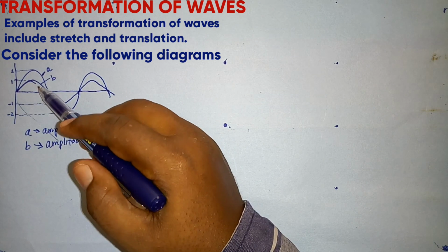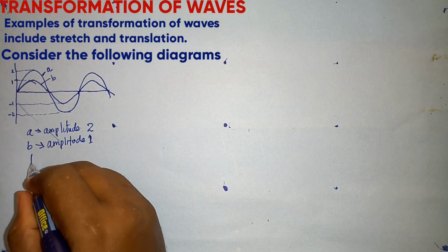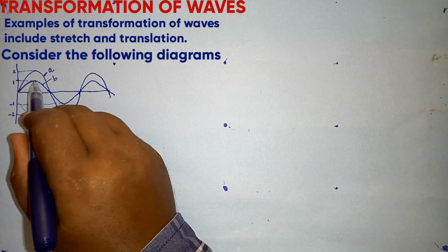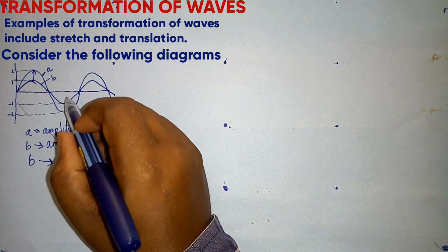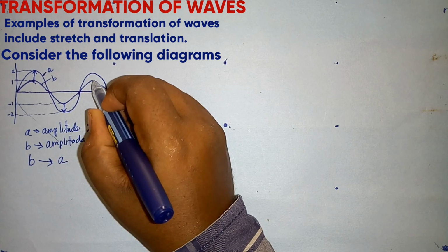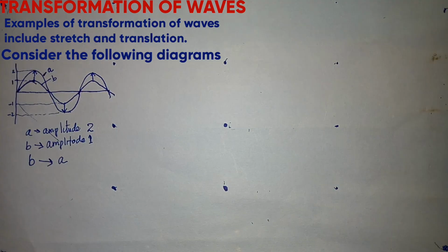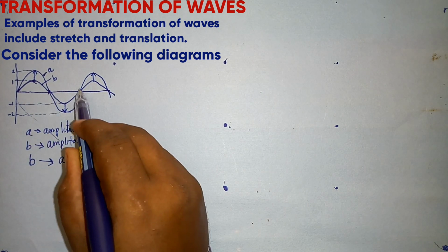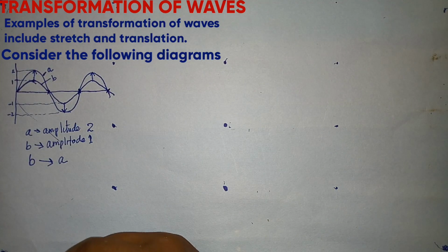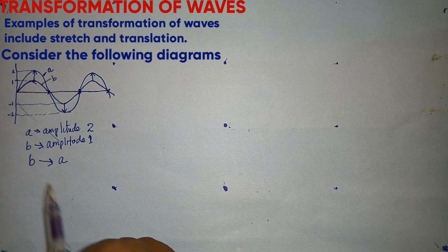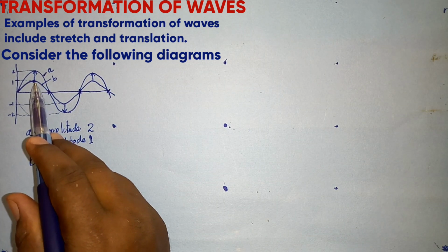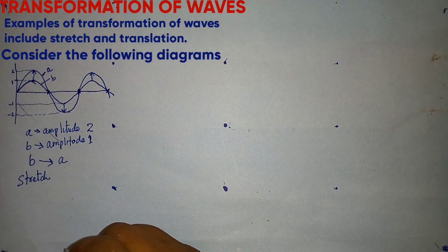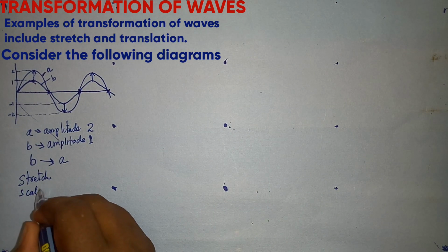So if we want to fit wave B onto wave A, we have to stretch the crest of wave B towards the crest of wave A. And while stretching, the values on the x-axis are not changing. So to describe that transformation, wave B fits onto wave A under a transformation of stretch, scale factor 2.